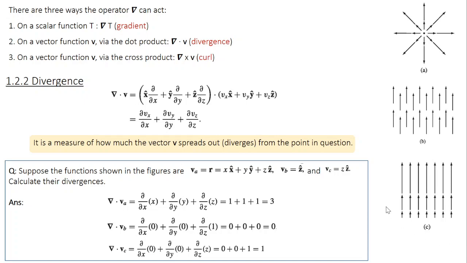In the third case, once again, it has only z component. The divergence is dou by dou x 0 plus dou by dou y 0 plus the argument of z cap is z. So dou by dou z into z. So first two terms, the derivative is 0, third one will give you 1. So net divergence is once again positive. So this gives you how much a given function spreads out from the reference point.